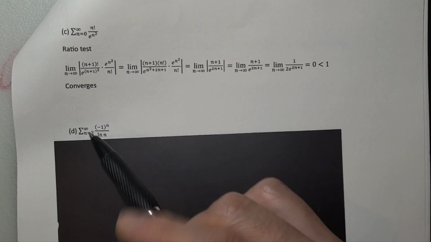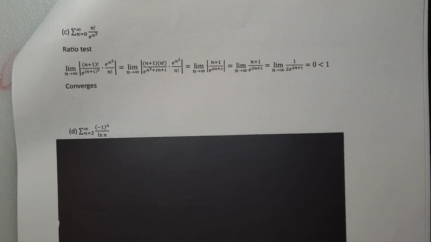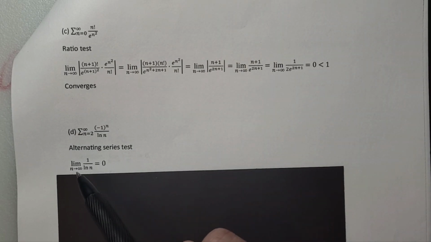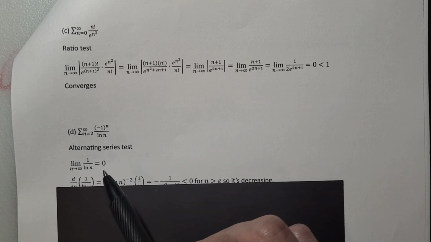This one is an alternating series, so maybe it's a good idea to use the alternating series test. I do the easy part first. As always, the limit as n goes to infinity of 1 over ln of n. That's clearly 0. If it's not 0, by the way, you can use the test for divergence to prove that it's divergent. I did that in the other problem, if you remember. So the easy part's done.